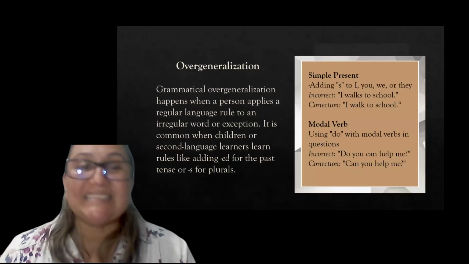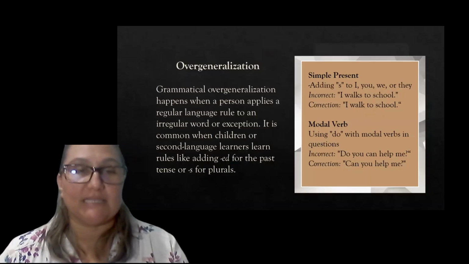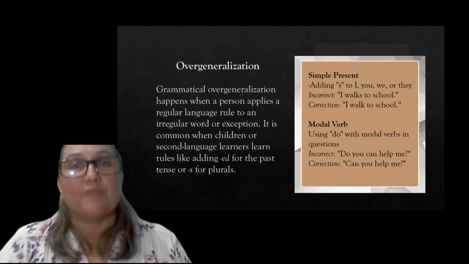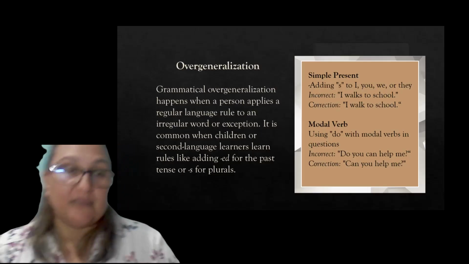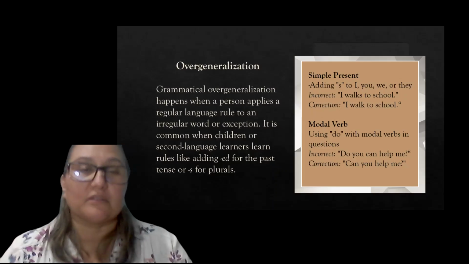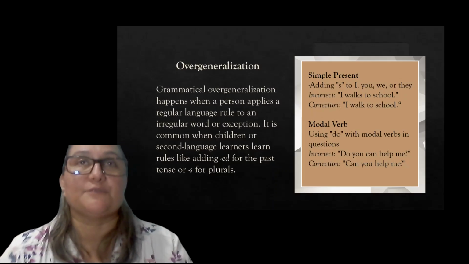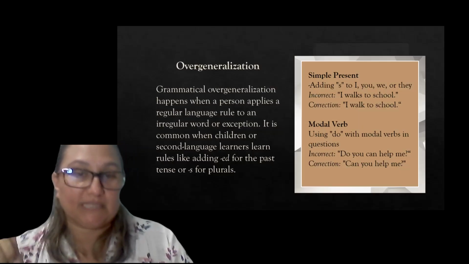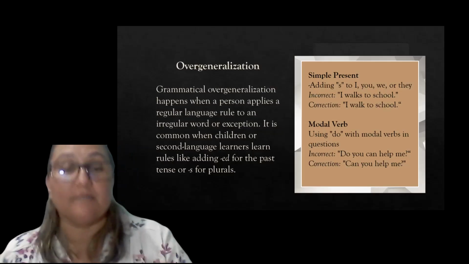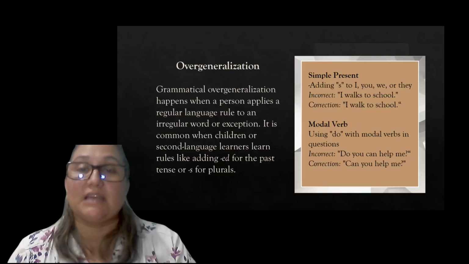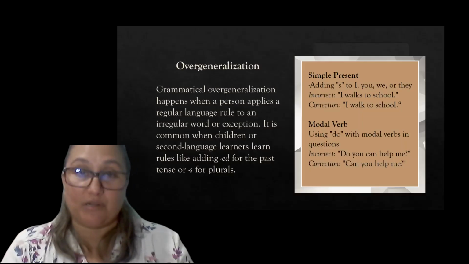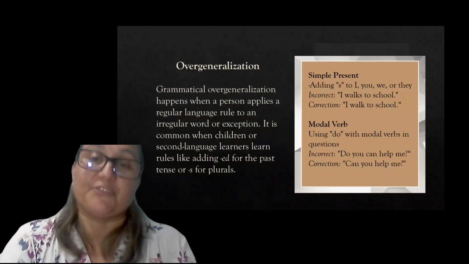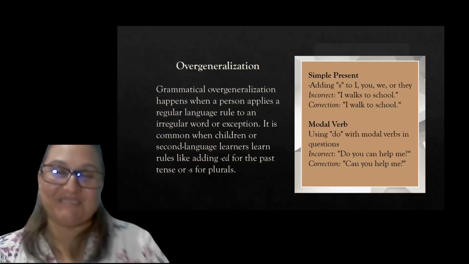Overgeneralization. This happens when a person applies a regular language rule to an irregular word or an exception. It is common when children or second language learners learn rules like adding ed to the verb in past time, the regular verbs past time, or when we use the s in verbs to make the s form of the verbs to use in third person, right? Okay, let's see some examples.